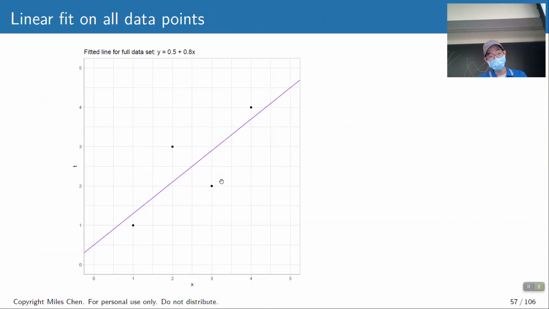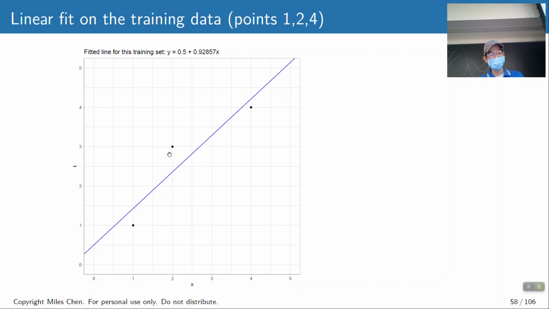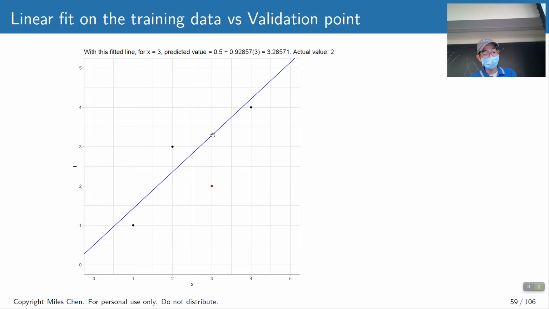So now this time, I'm going to hide this point. With the 3 remaining points, what is the best fitting line? For these 3 remaining points, the best fitting line looks like this: 0.5 plus 0.92857x. And we put this point back in. Now that I've fit the line to these 3 points, it's predicting 3.28. The actual value is 2.